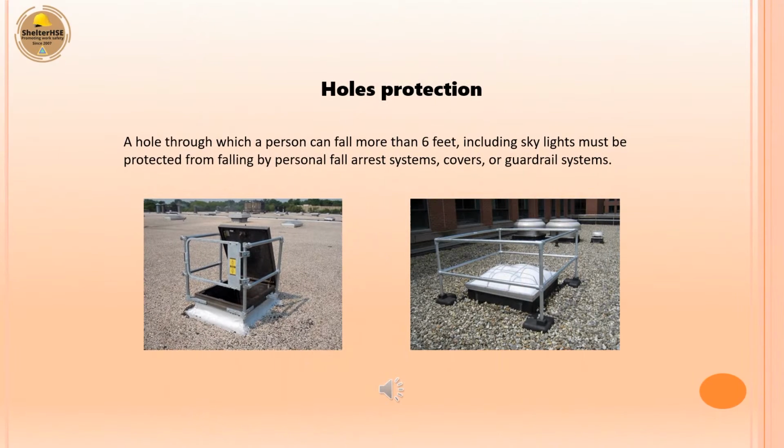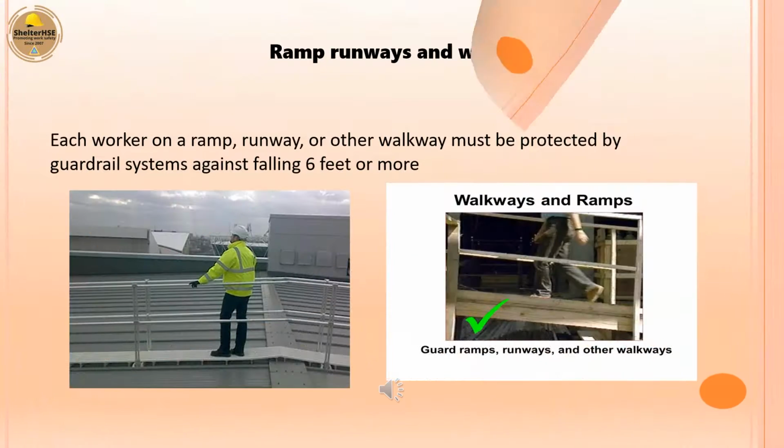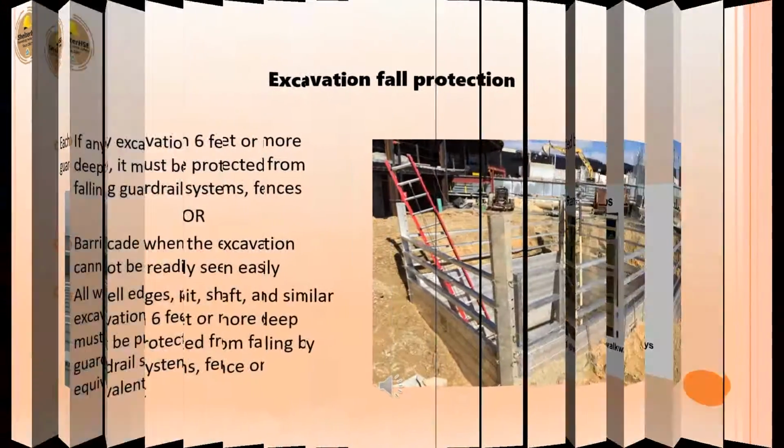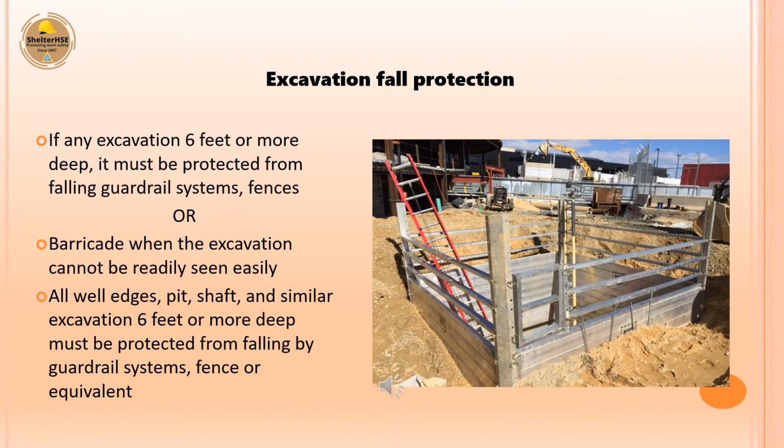A hole through which a person can fall more than 6 feet, including skylights, must be protected from falling by personal fall arrest systems, covers, or guardrail systems. Each worker on a ramp, runway, or another walkway must be protected by guardrail systems against falling 6 feet or more. Any excavation 6 feet or deeper must be protected from falling by guardrail systems, fences, or barricades when the excavation cannot be readily seen easily.